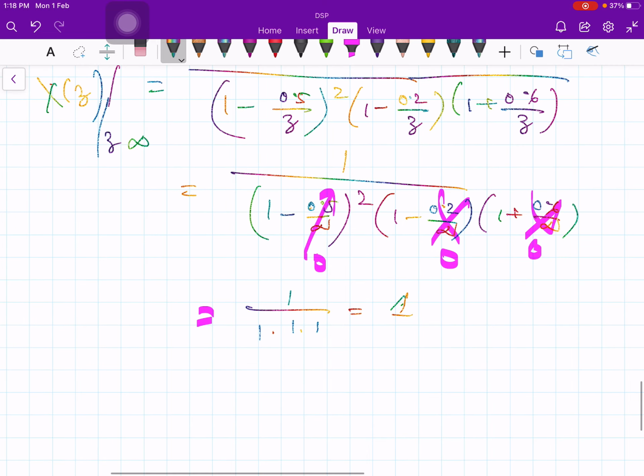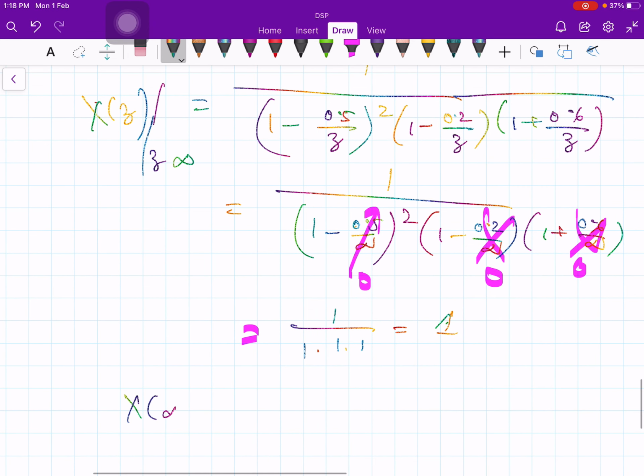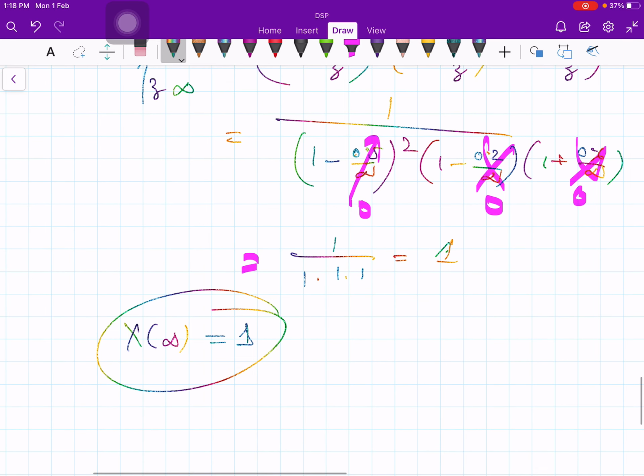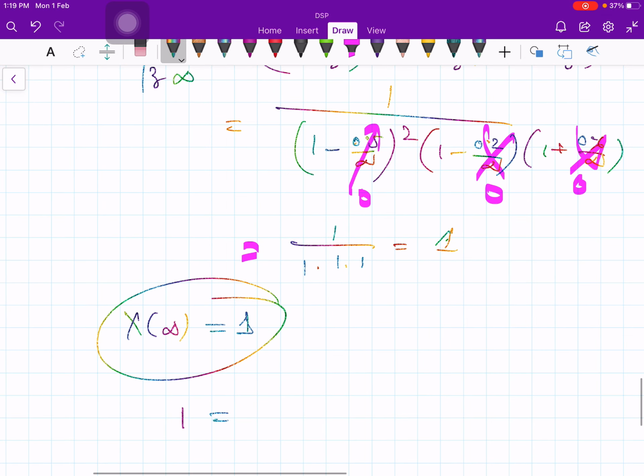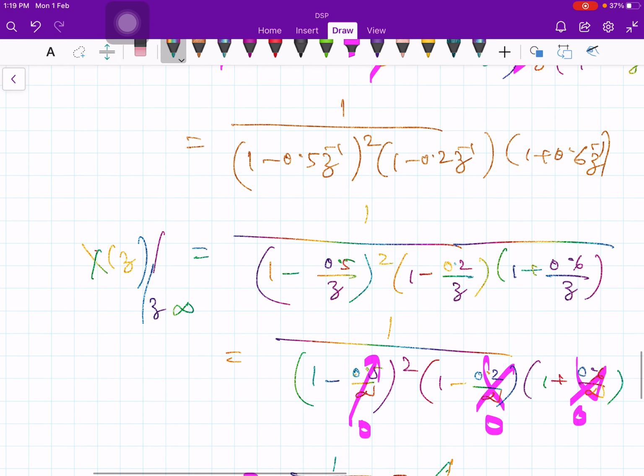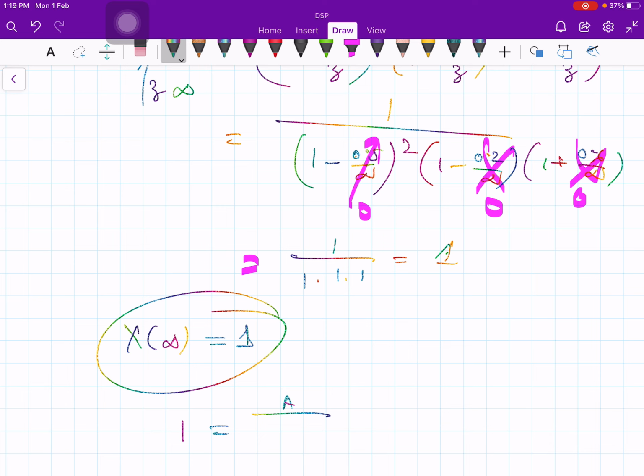Therefore, x of infinity is equal to 1. Okay, the left hand side is 1. What about the right hand side? You substitute the same thing for a, b, c, d also. The left hand side is x of z, that is 1, no problem.